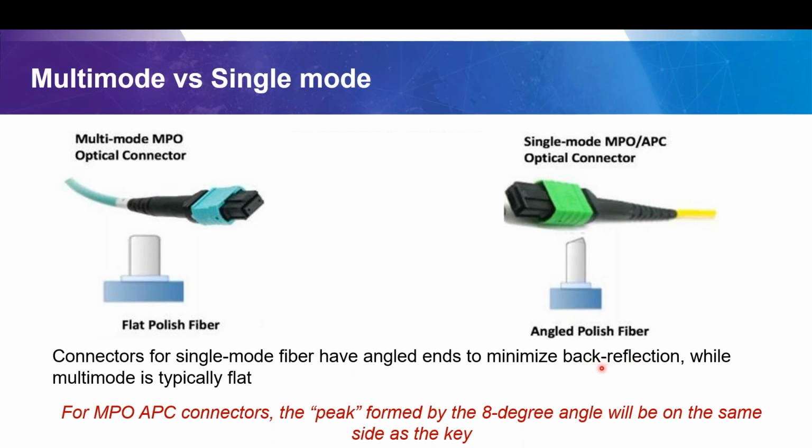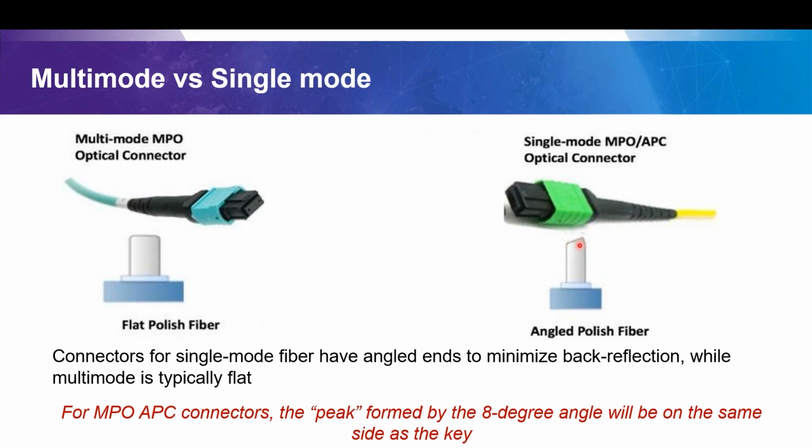So just what do I mean by back reflection? The example I always give is you're standing in your kitchen and you get your high-powered flashlight and you go to shine it out the window, and that window is just a flat glass window. That would be an example of this flat polished fiber. The light is going to hit that window and bounce back into your eyes, and you're going to get a reflection. Well, fiber optic equipment doesn't like reflection. We don't like that. It doesn't like that extra light reflecting back at it.